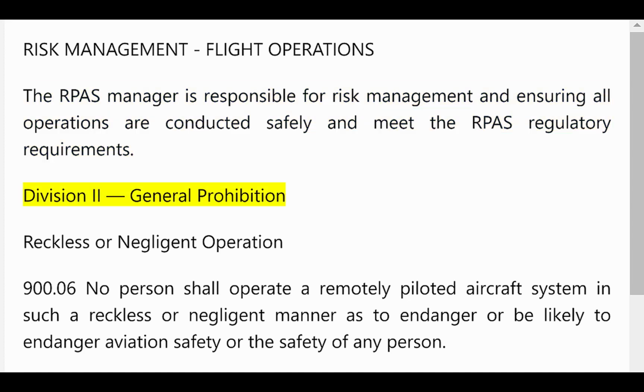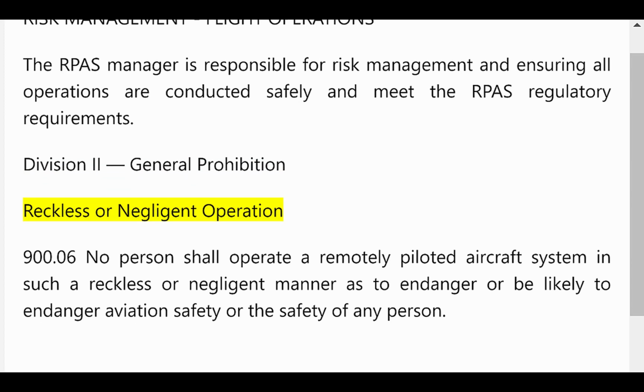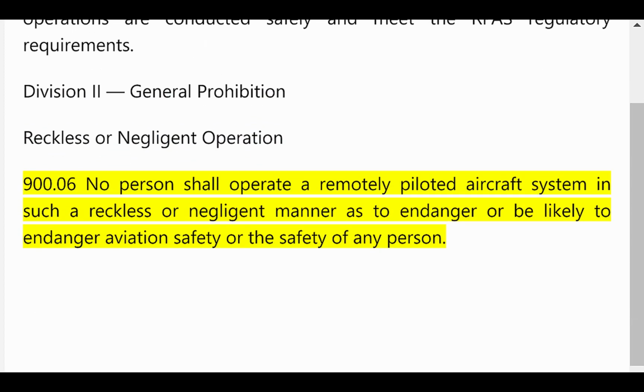Division 2. General Prohibition. Reckless or negligent operation. 900.06 No person shall operate a remotely piloted aircraft system in such a reckless or negligent manner as to endanger or be likely to endanger aviation safety or the safety of any person.